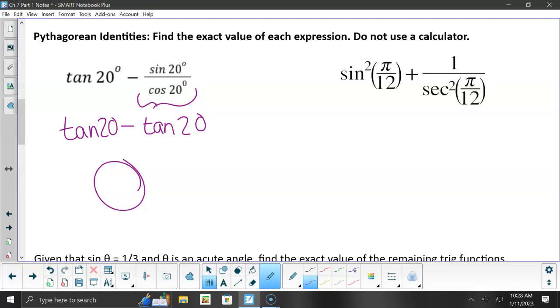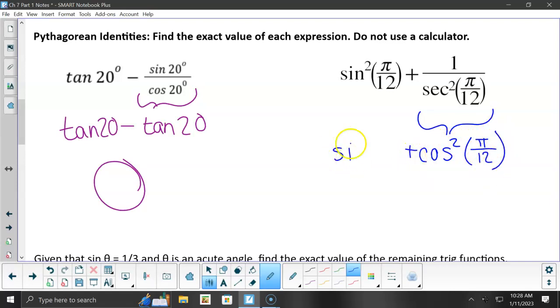This one, I've got 1 over secant squared. What is 1 over secant? Nope. Cosine. Remember, secant starts with an S. It doesn't match with sine. It matches with cosine. Because why would we make it easy? So this is cosine squared of the same theta.